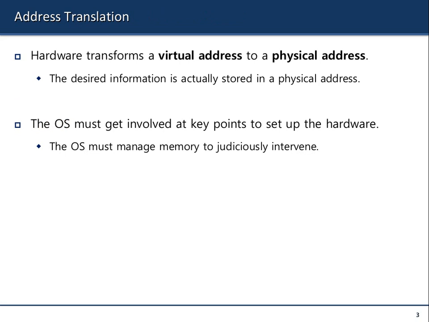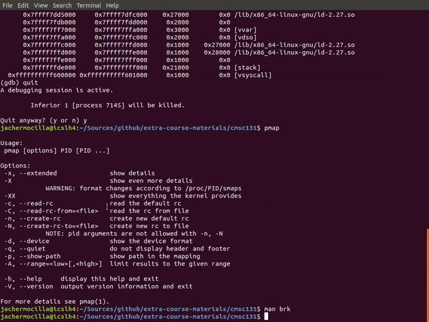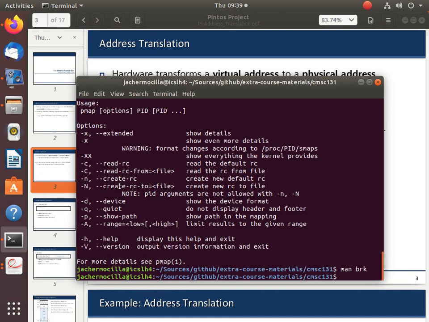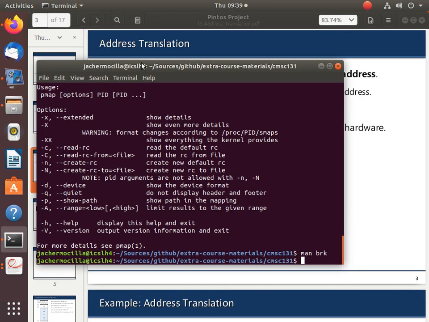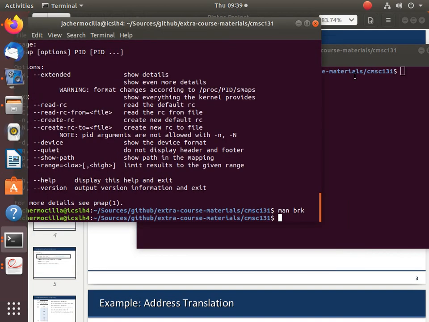Okay, let's start with address translation. How does the hardware translate the virtual address into a physical address? To those who did not take 131 from sa akin, new window. Illustrate lang natin. New window.